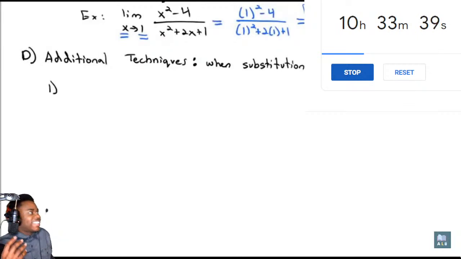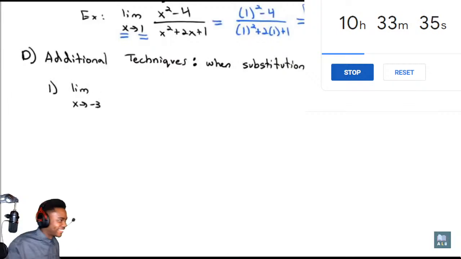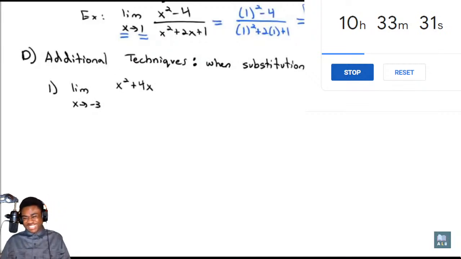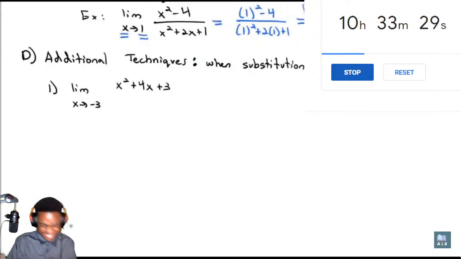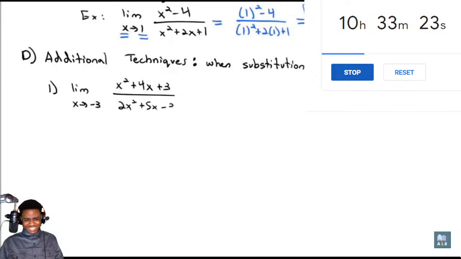So first we're going to find the limit as x approaches -3 of x squared plus 4x plus 3 over 2x squared plus 5x minus 3.